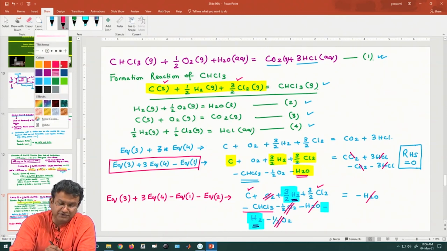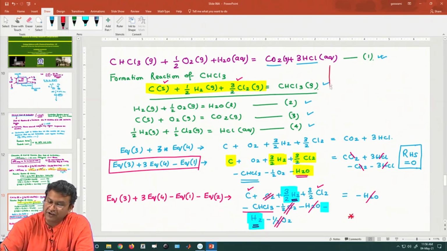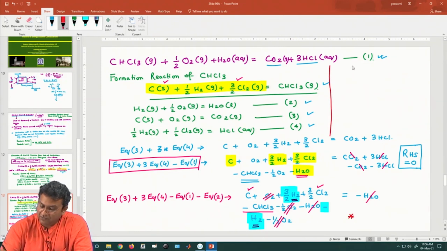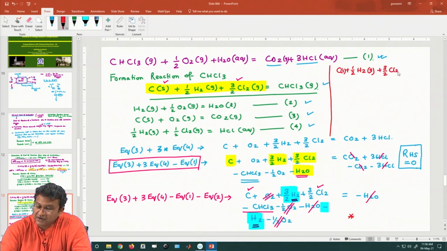So, I do not want to change slide. So, if you kindly allow, I will write over here. So, what we finally get is C plus half H2, of course, you have to write solid and gas and everything at every step, right, plus 3/2 Cl2, which is aqueous, minus CHCl3 is equal to 0.